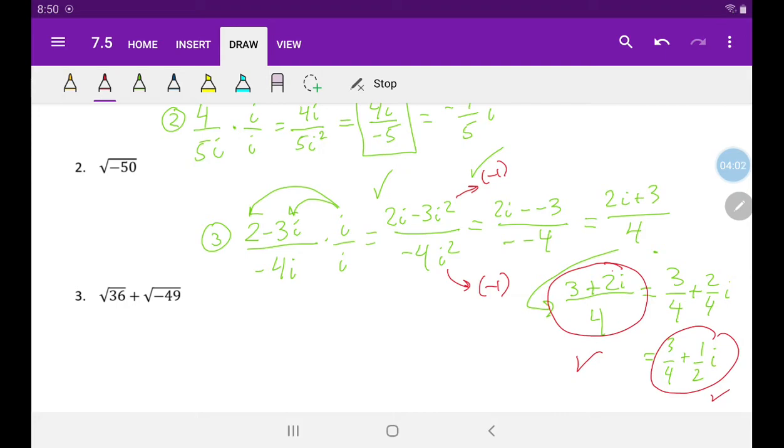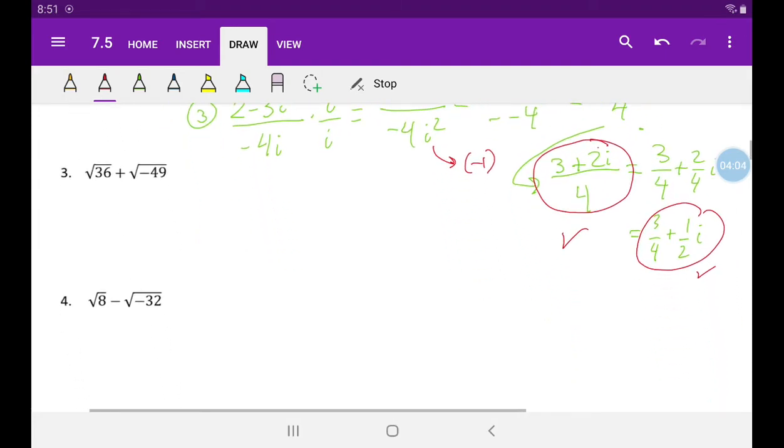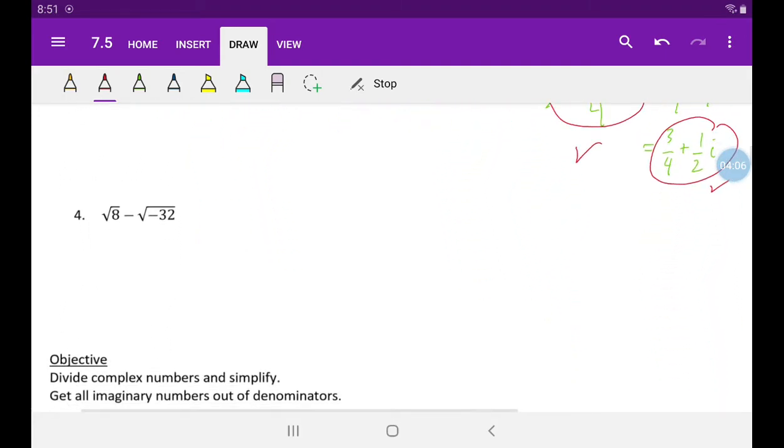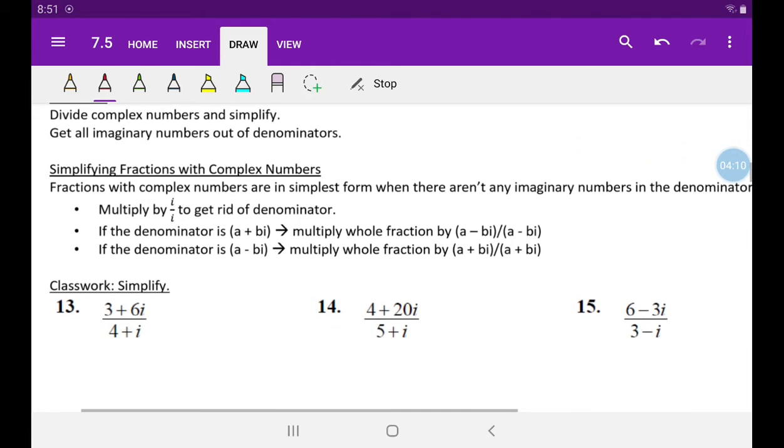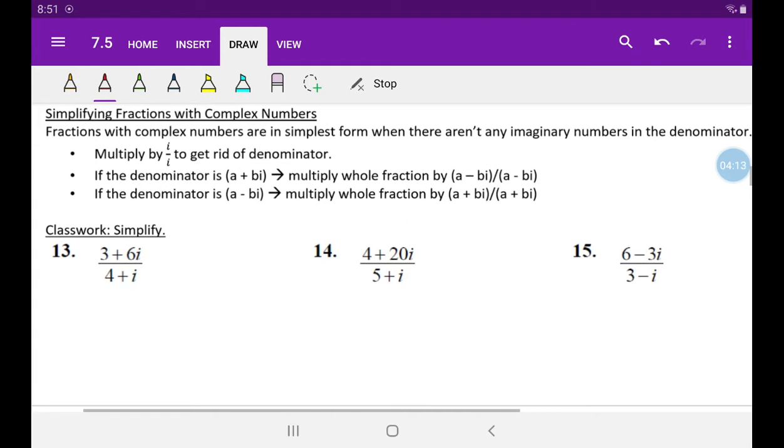Those were the kinds of problems that you did on the first day of 754. Now we're going to practice the other types more. The other type that you had were the ones where your denominator is a plus bi or a minus bi, so you've got some addition or subtraction going on. For those, you're just going to multiply by your complex conjugate. So if it's a plus bi, you multiply by a minus bi over a minus bi.